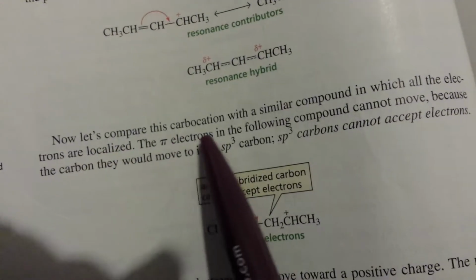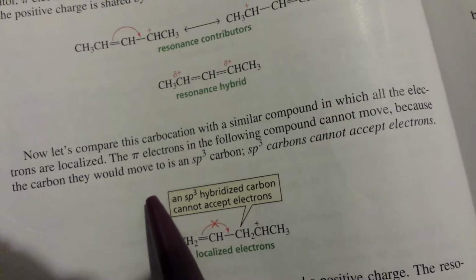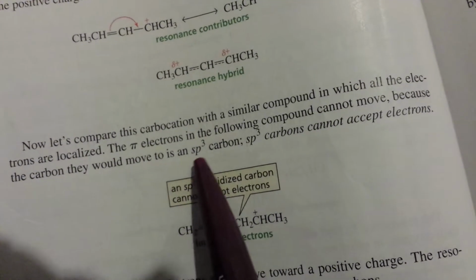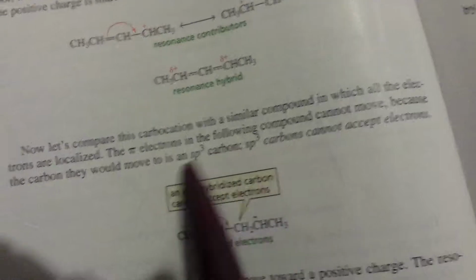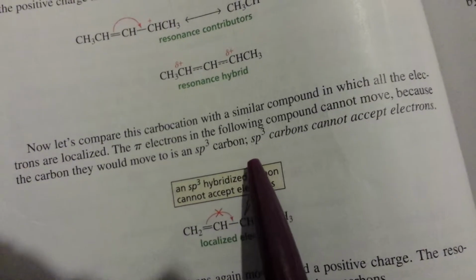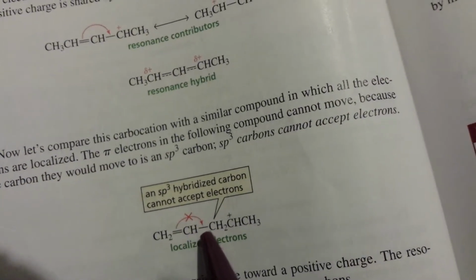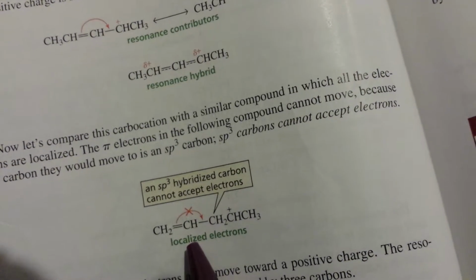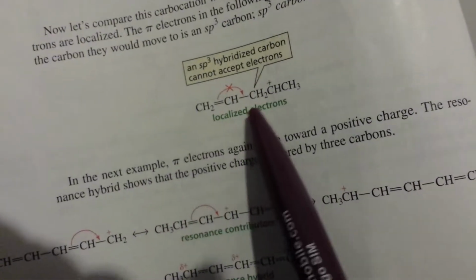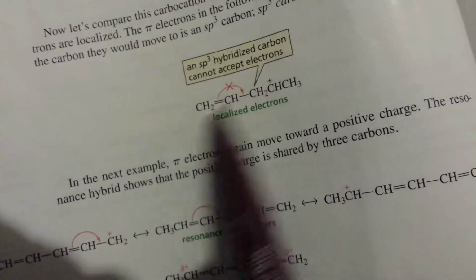Now let's compare these contributors with a similar compound in which all the electrons are localized. The pi electrons in the following compound cannot move because the carbon they would move to is sp3. An sp3 carbon cannot accept electrons. So here they cannot move because this is sp3. So these are localized electrons. An sp3 hybridized carbon cannot accept electrons.